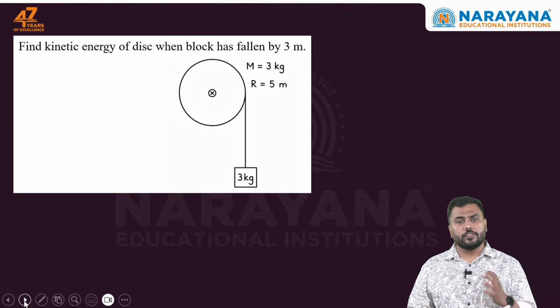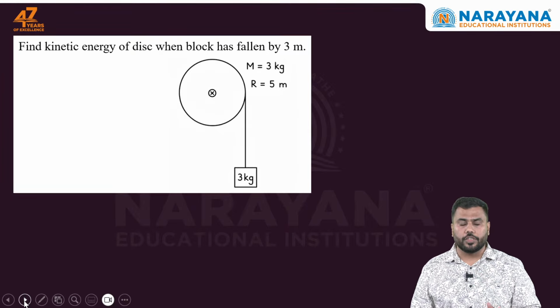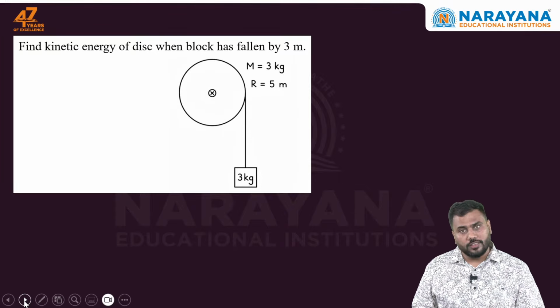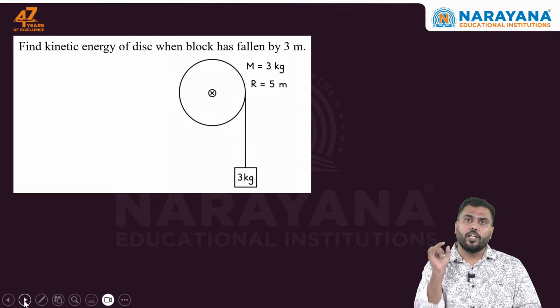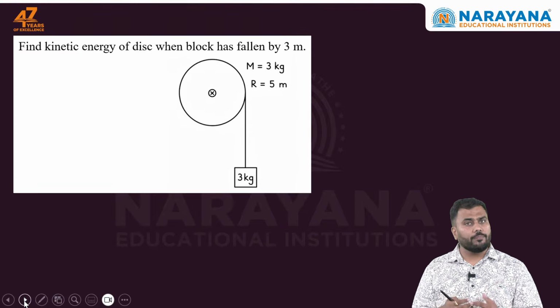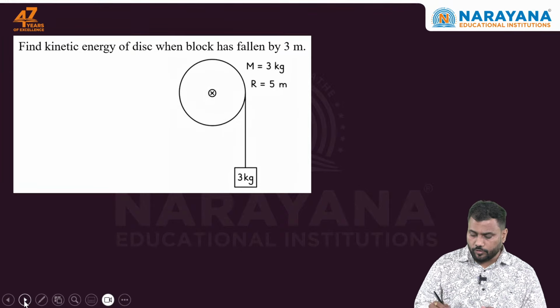The next question is based on rotation. Every shift we have observed, there is at least one question based on rotation. Some shifts have seen two or more questions from rotation also. So what is the question asking us? Find the kinetic energy of the disk when the mass is falling down by 3 meter. This is a work power energy kind of question which you have to use in rotation. So let's try to solve this question.